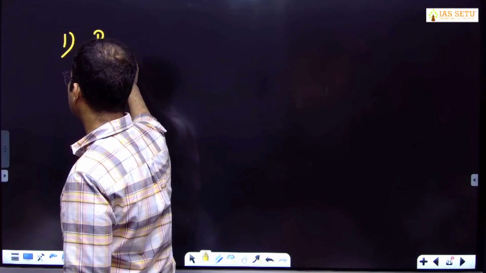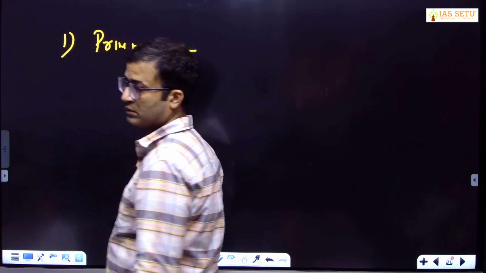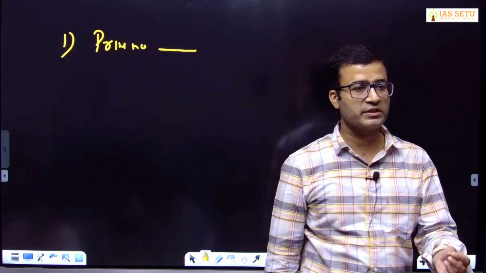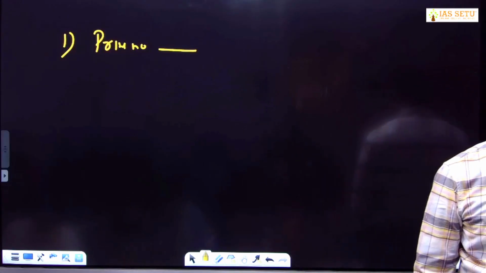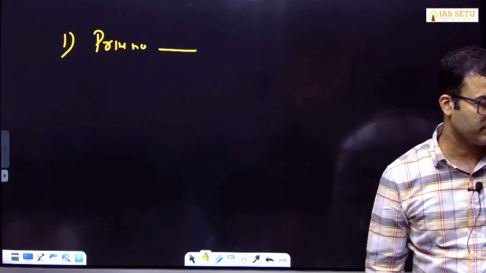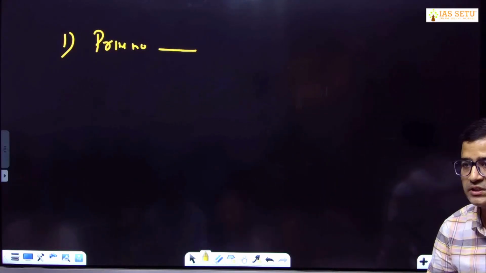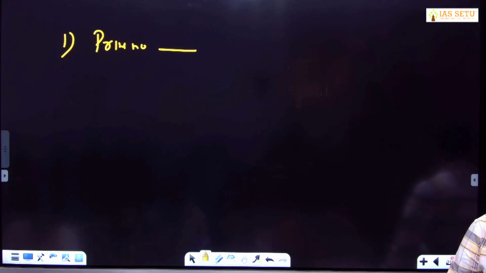Prime number की definition number 1: prime numbers are those natural numbers which have exactly 2 factors.